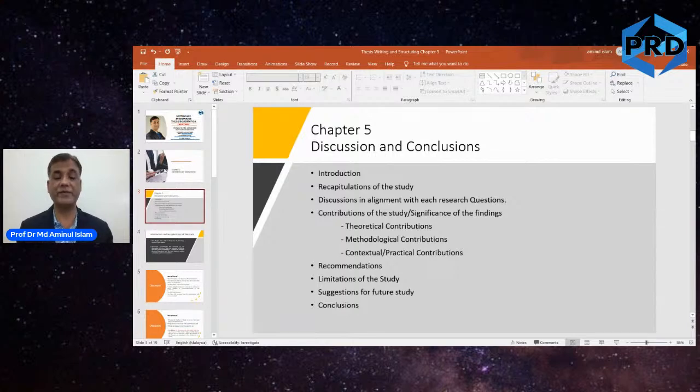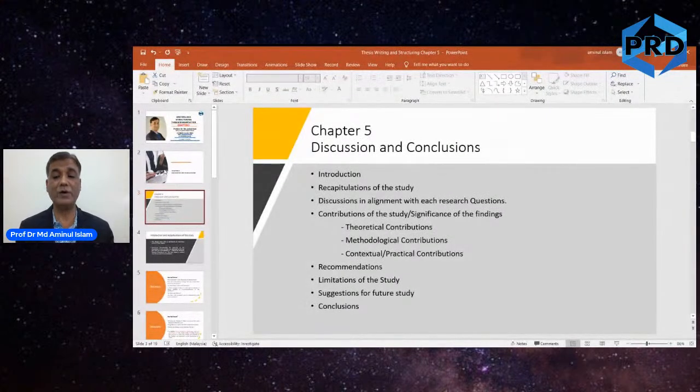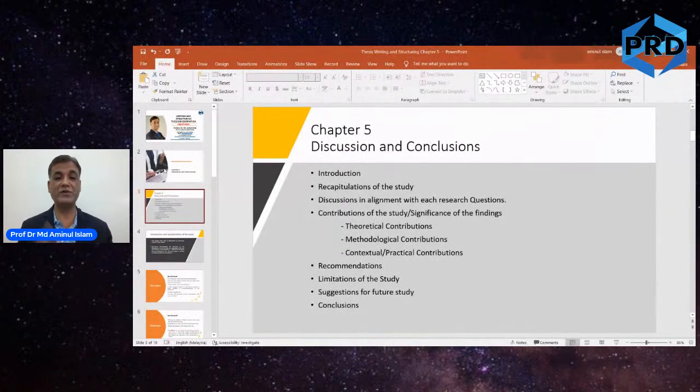Some supervisors may prefer it to be significance of the findings. I have also noticed a few theses whereby students use both significance of the findings as well as contributions of the study. And that's why we see many replications and duplications. I would suggest that you just use one. That should be fine, okay?